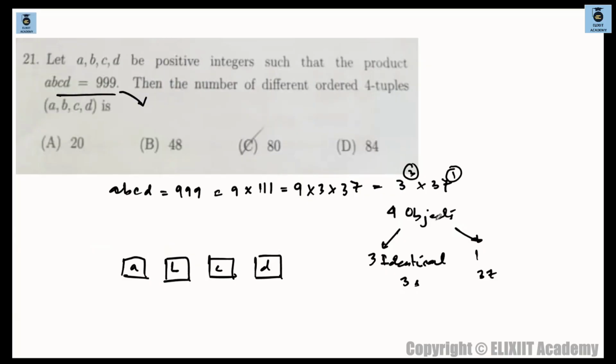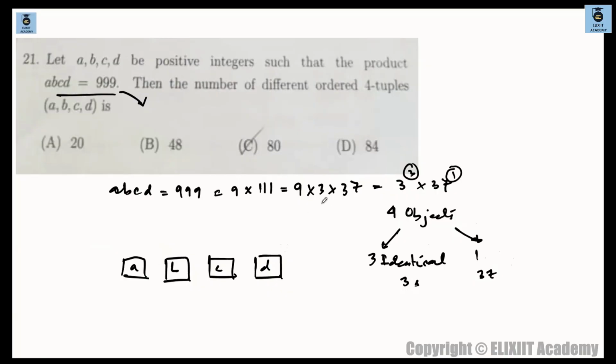Okay. 4 objects means 3 identical and 1 distinct object: 3 identical balls and 1 distinct ball. Let's say 3 red balls are there and 1 blue ball is there. Those 4 objects are distributed in these 4 boxes, so we have to see the number of ways of distribution over here.